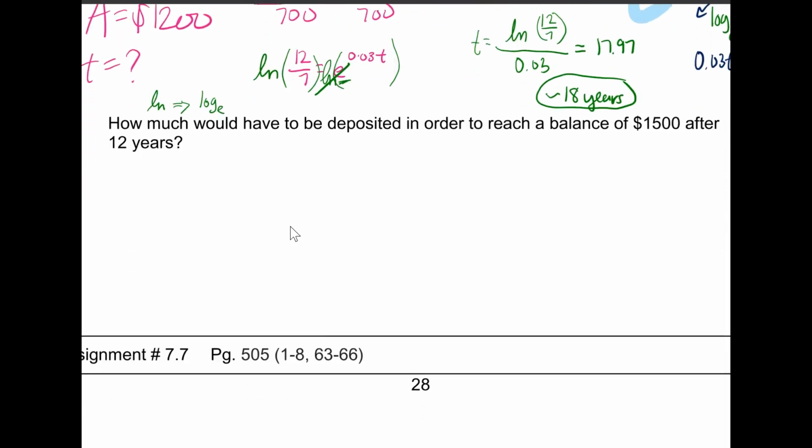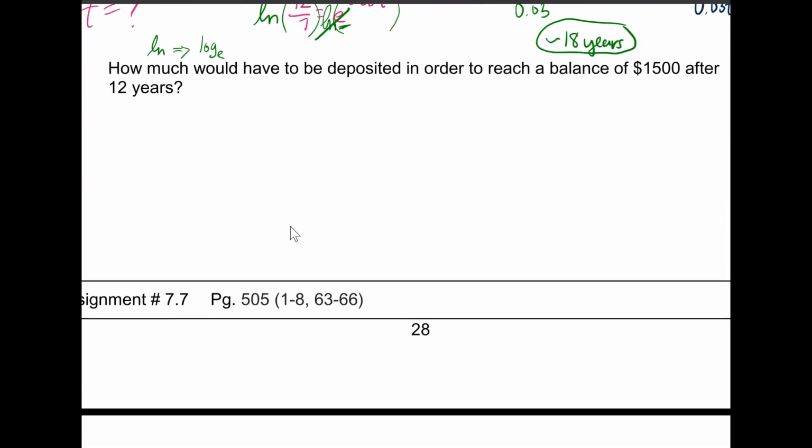So this part B and part C would be great bonus problems on the test, because it's a little harder. How much would have to be deposited in order to reach a balance of $1,500 after 12 years? So time is 12. The rate is still 0.03.